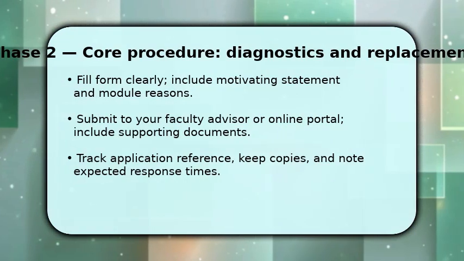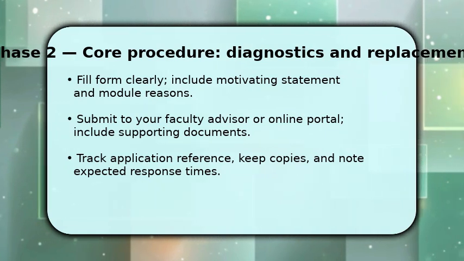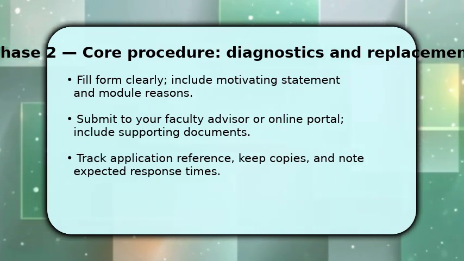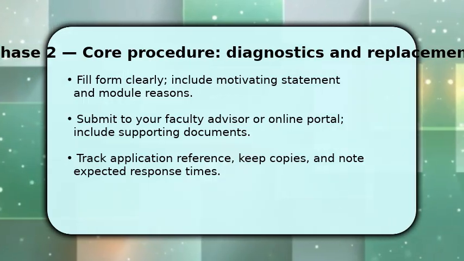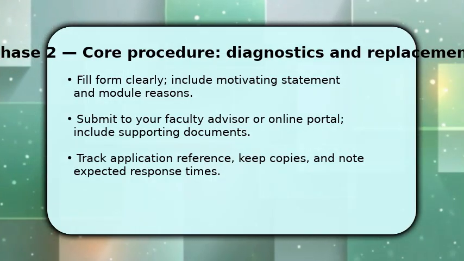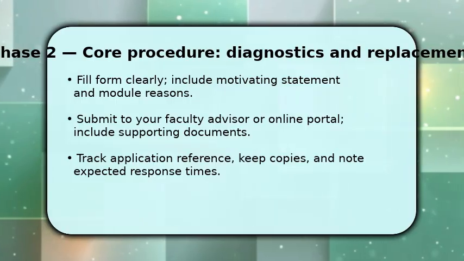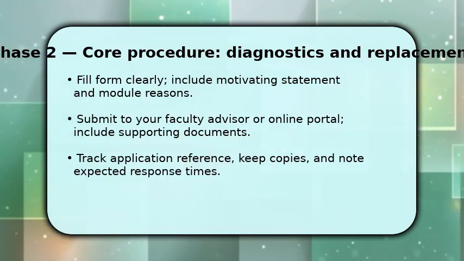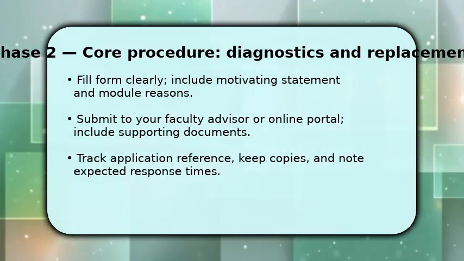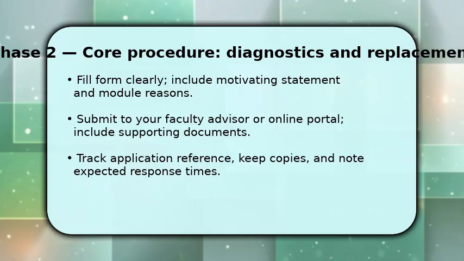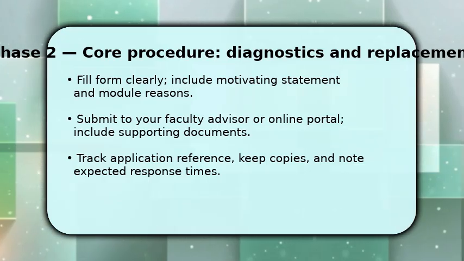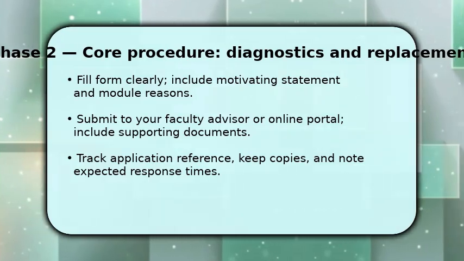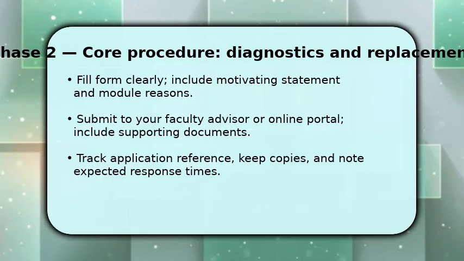Now complete the application carefully. Write a concise motivation explaining why the change improves your study plan and career goals. Once done, submit the form and all supporting documents to your faculty advisor or via the official portal, and ensure signatures where required. Make sure to record the application reference number and keep scanned copies. That helps you follow up if there's a delay and clarifies what you submitted when approvals are reviewed.